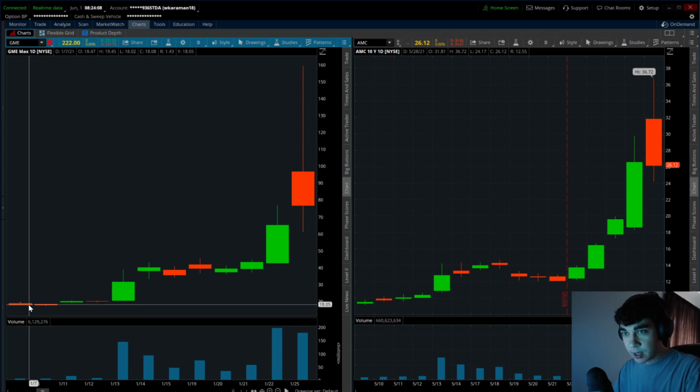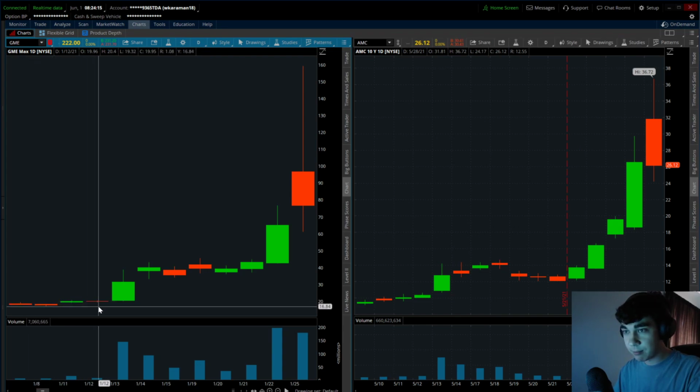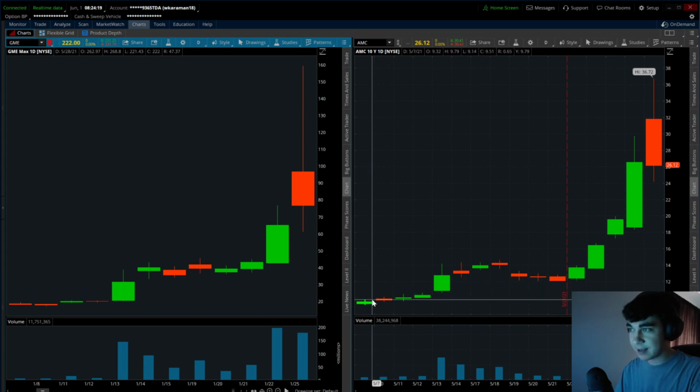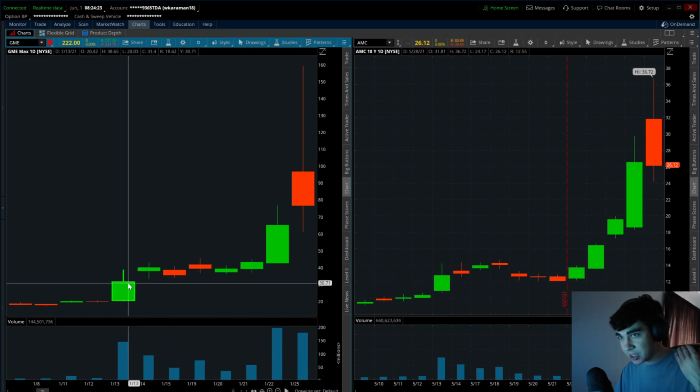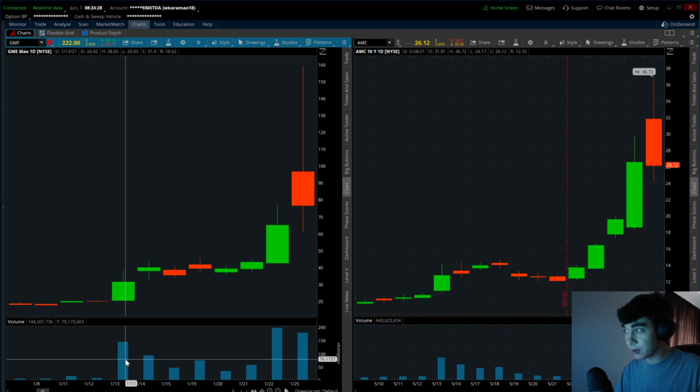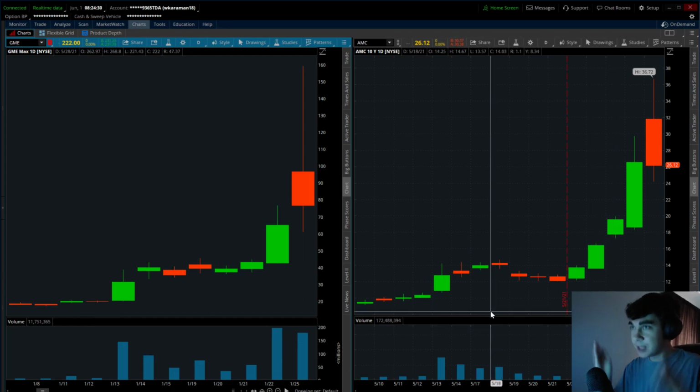Check this out. Each one of these candlesticks represents one day's worth of price action. You see how the stock is kind of consolidating right here, not doing much. Then you have this massive push up, right? So right here, AMC stock is consolidating, not doing much, massive push up. Pay attention to how these candlesticks look. They're identical. Pay attention to how these volume bars look. They're identical, right? These charts that I'm showing you side by side are identical.